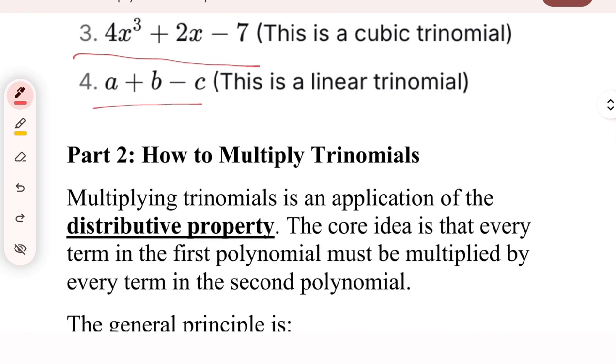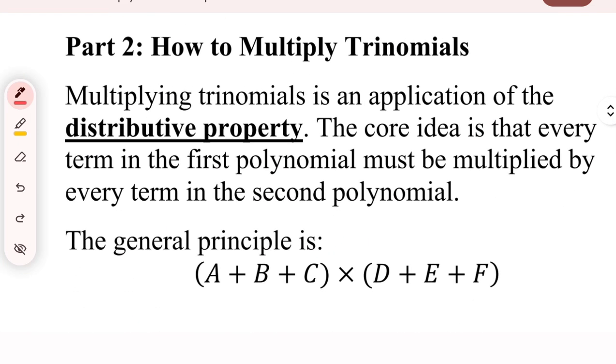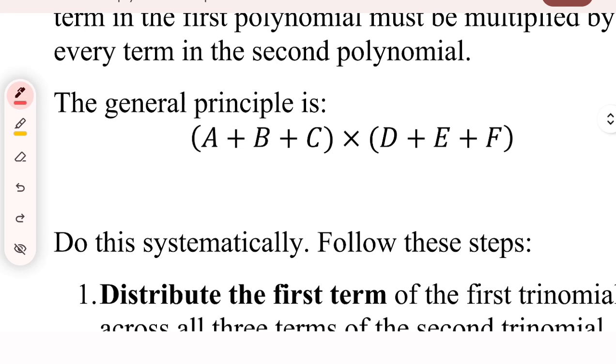So how do you multiply trinomials? Multiplying trinomials is an application of the distributive property. Meaning you distribute. All right? The core idea is that every term in the first polynomial must be multiplied by every term in the second polynomial. For example, let's have an example.